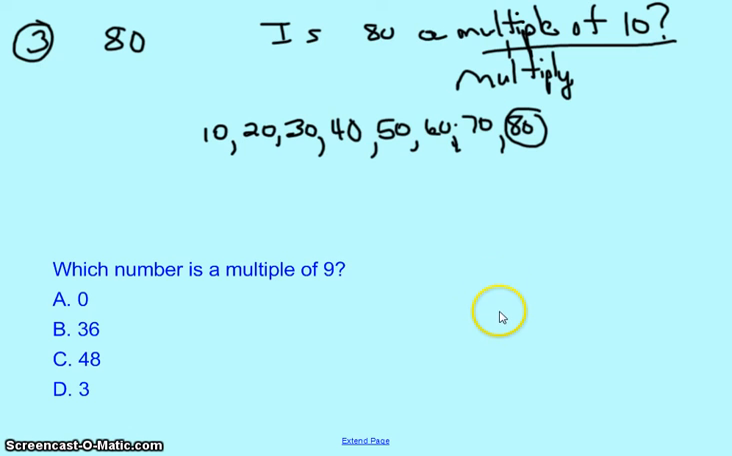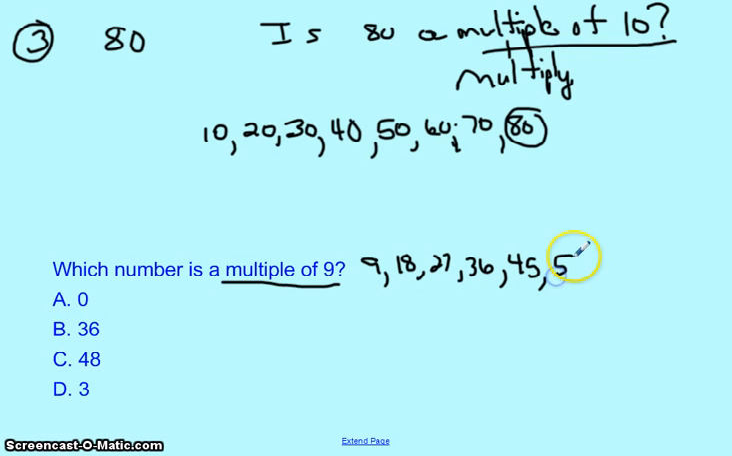All right, so let's take a look. Again, we're looking at the multiples. Okay, that's very important. Multiples, we want to think multiply. So we're going to multiply 9 by each number. So 1 times 9 is 9. 2 times 9 is 18. 3 times 9 is 27. 4 times 9 is 36. 5 times 9 is 45. 6 times 9 is 54.